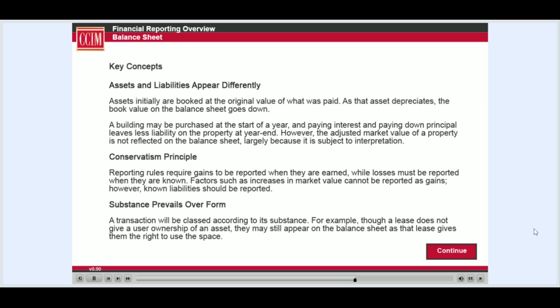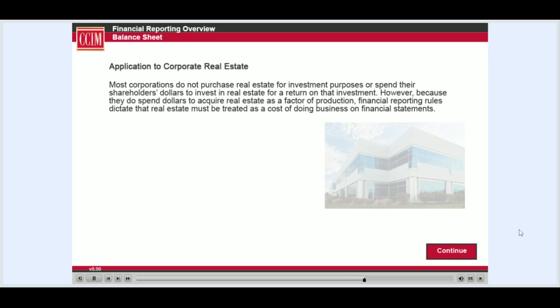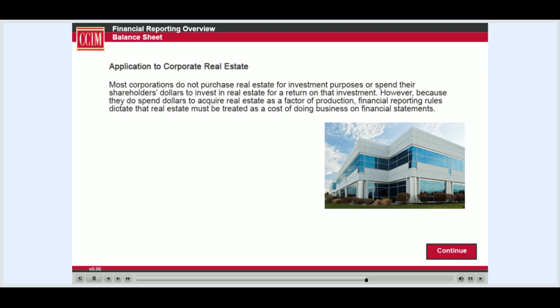Assets and liabilities may appear differently on a balance sheet based on the attributes of the transactions. Here are a few key concepts. Most corporate users do not treat real estate as an investment. That is, they use it as needed to meet their other business goals.